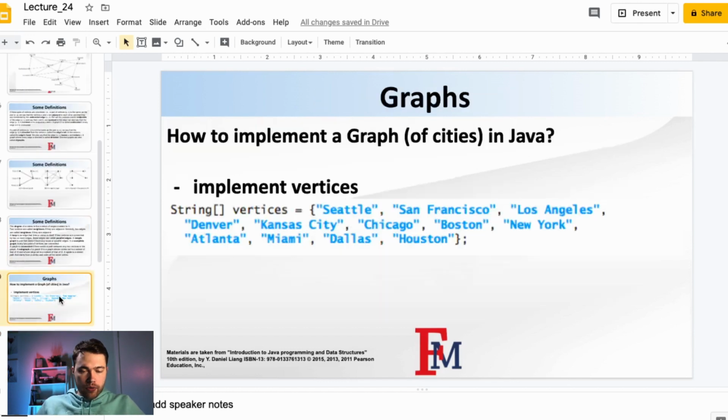Cool. So moving on: how to implement a graph of cities. In Java, and that's what you're going to learn next, there are a couple of ways to create graphs and to implement them.